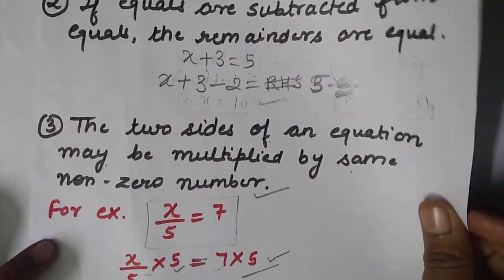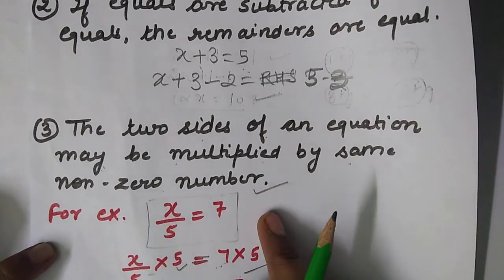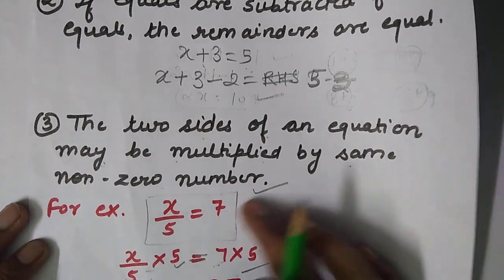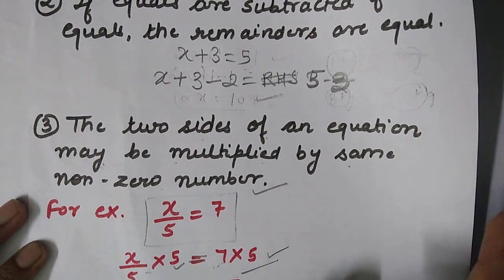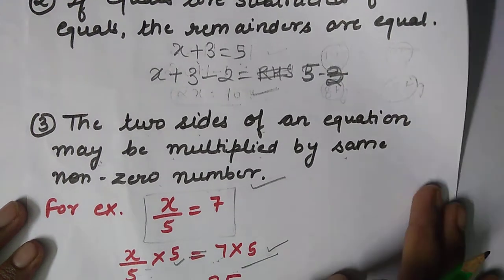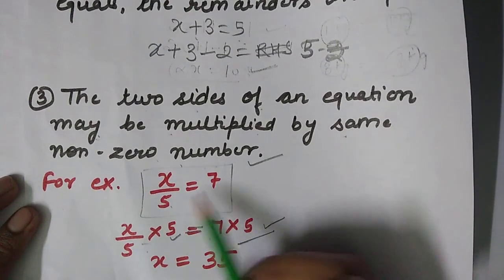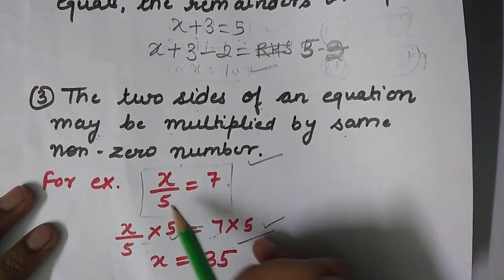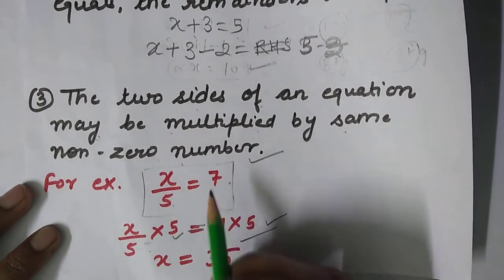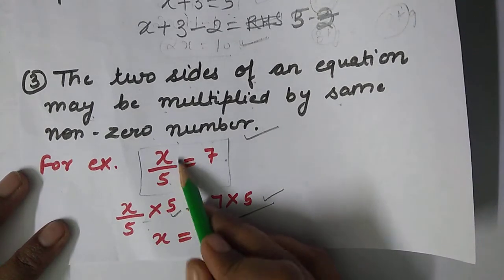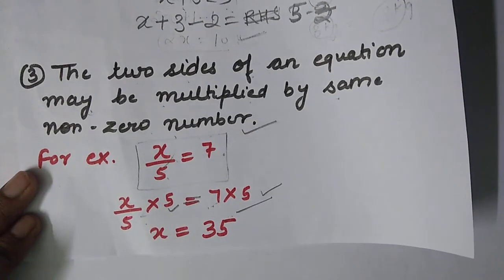Now the third rule is: two sides of an equation may be multiplied by the same non-zero number. It means if we have an equation, we can multiply both sides by the same non-zero number. That will also not affect the equation. Suppose we have x by 5 equal to 7, and we can multiply a non-zero number to both its sides. If I multiply by 5 here, I can multiply by 5 there also. So the equation remains unaffected.